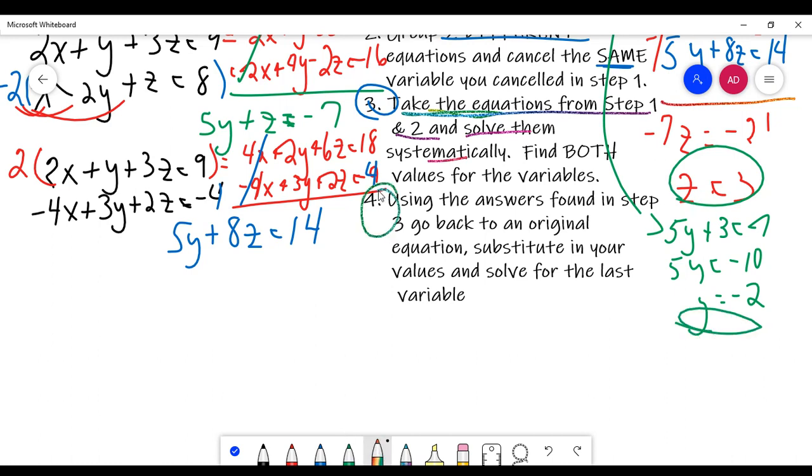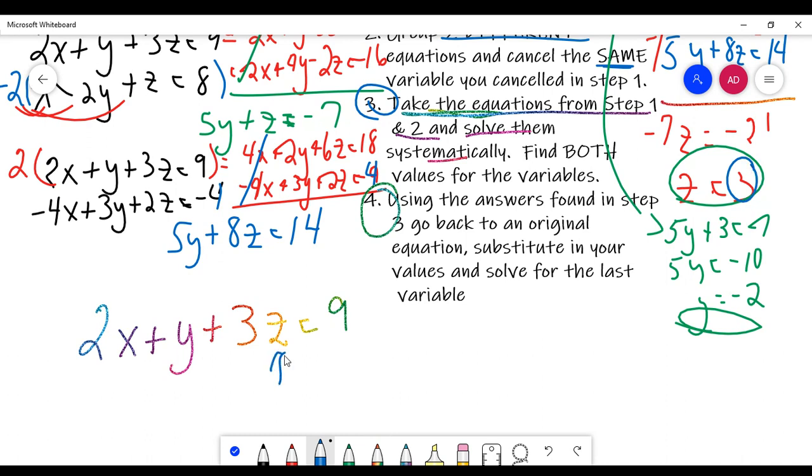Now, the last one. Step 4 says go back to one of the original equations. One of the original equations was 2x plus y plus 3z equals 9. Now, I'm definitely going to take my z, which is 3, and plug it in. Yes, I'm going to take my y, which was negative 2, and plug it in. And now I'm just going to go and solve. Oh, that's a 2, I swear. And I'm going to go solve for x.